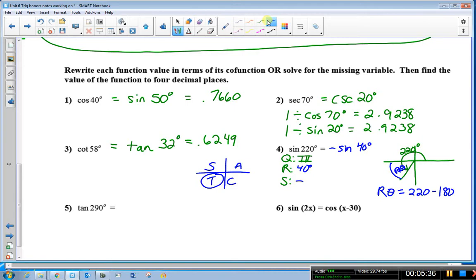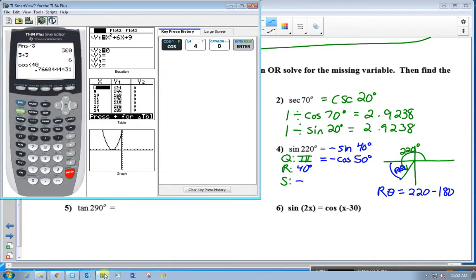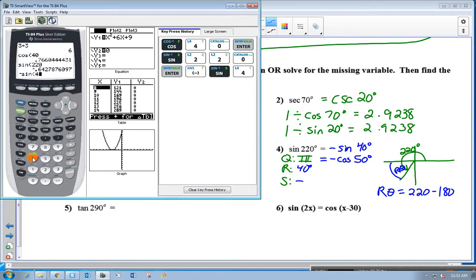Now we can figure out the cofunction. What's the cofunction? Cos 50. So put them all in your calculator if you want. Sine 220, negative sine 40, negative cos 50, they should all be the same. Sine 220, negative sine 40, all the same. Was negative cos 50 the same? Yeah. All right. So it is negative 0.6428.